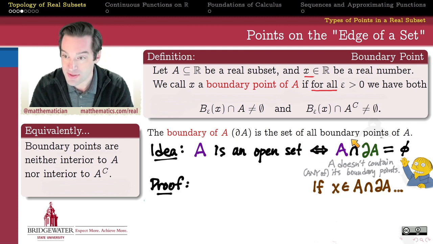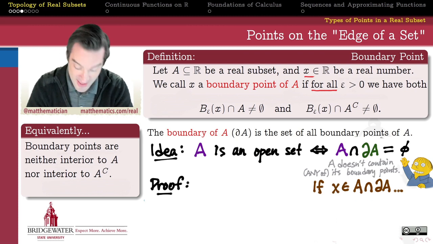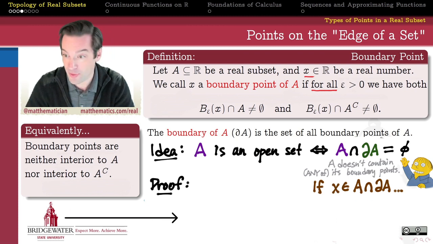Suppose that there exists a point X which belongs to the intersection of A with the boundary of A. In other words, suppose there exists a point of A which is also a boundary point of A. So we're negating this clause over here, which means now we need to deduce the negation of this clause. We want to show, therefore, that A cannot be an open set if it includes even one of its boundary points, called X.